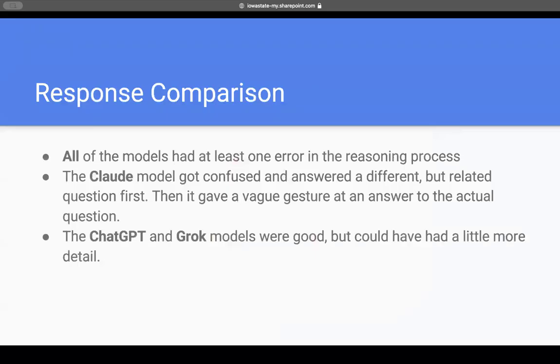Okay, so if we compare it, then this is sort of what we might come up with. All the models had a little bit of improvement that could have been made. Claude got very confused and answered a different but related question, and then told us a bumper sticker version of how you would actually solve the problem we wanted it to do. And then ChatGPT and Grok both did quite well. They just could have used a little more detail, just to explain it to us a little better. But if you follow the steps, then you might be able to figure that out.